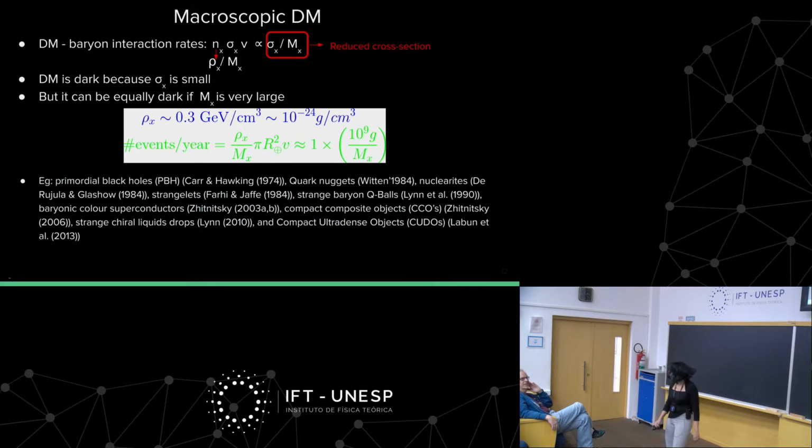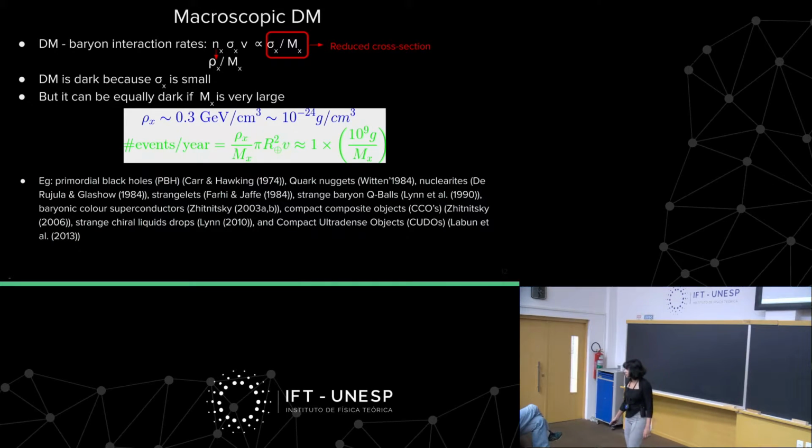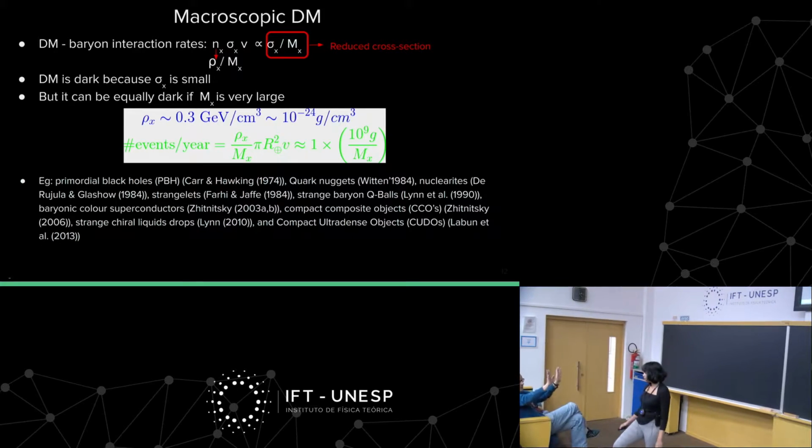Actually, I think the right way of seeing this is the flux of dark matter particles crossing the Earth. That's what it is. Actually, it's not even a cross section. It's just the flux. So if the mass is 10 to the 9 grams, there's one dark matter particle crossing Earth per year. Usually 1 year. That's what it is.